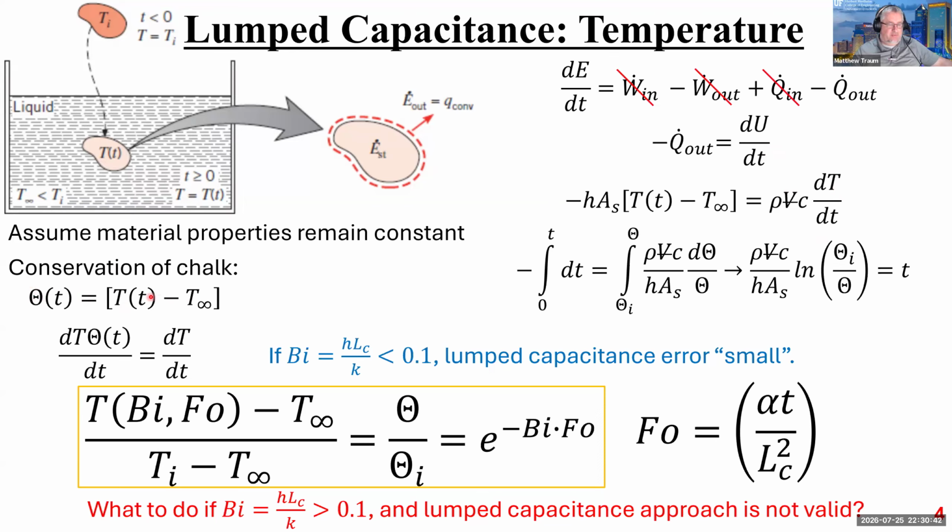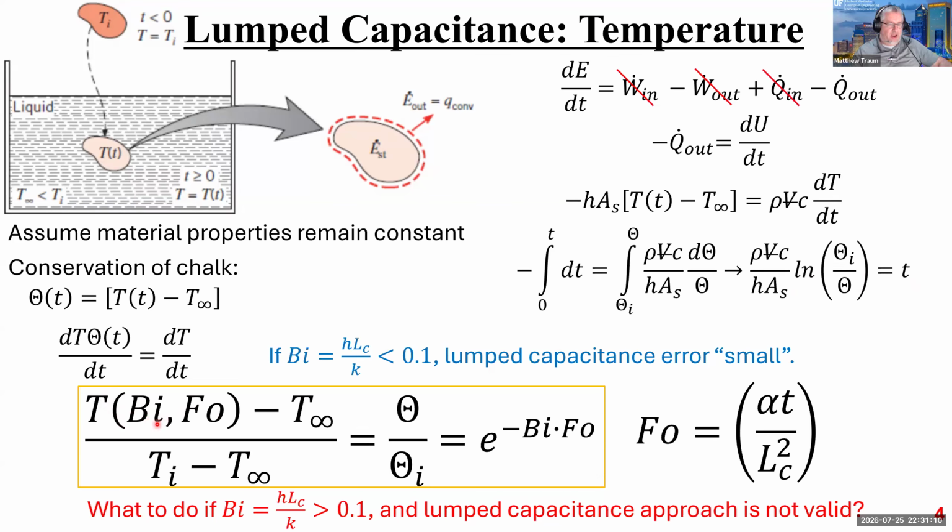which is just a temperature difference. Note that the derivative of theta with respect to time is also the derivative of temperature with respect to time. That's this line. And so we're able to convert this expression of the first law into this expression, which can then be integrated. And we get this equation, which we can then manipulate to get temperature as a function of both the Biot number and the Fourier number.